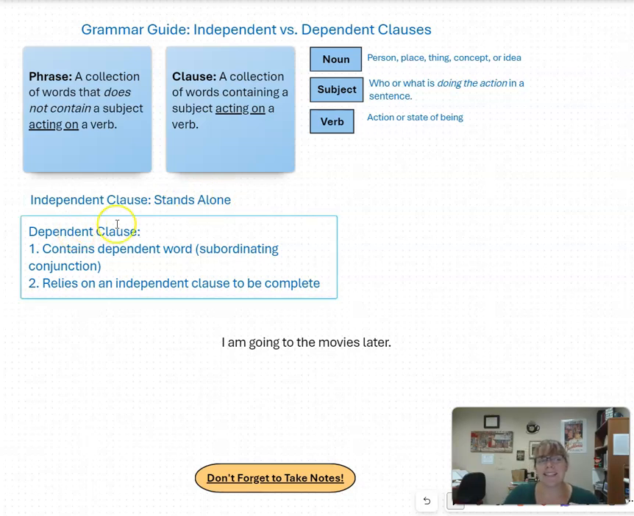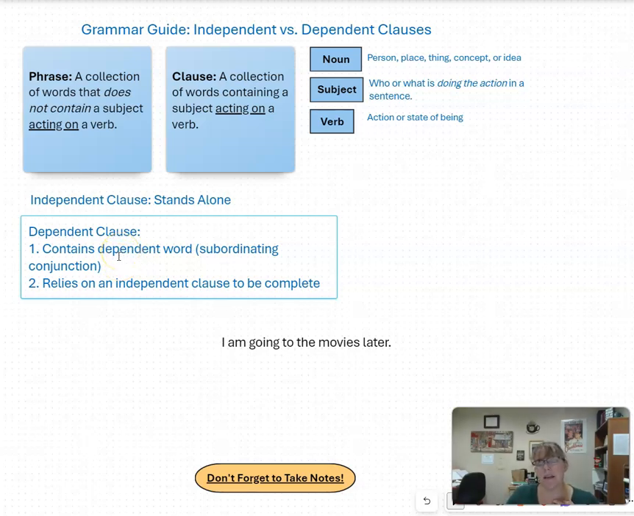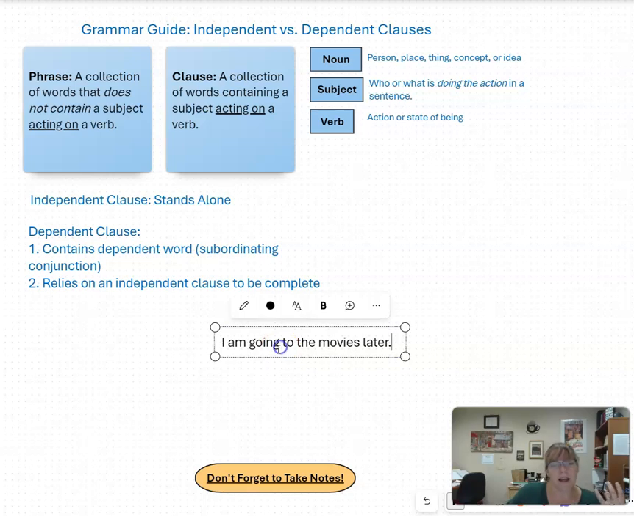So a dependent clause is still a clause. It contains a subject acting on a verb. However, it also contains what I like to call a dependent word. This is grammatically known as a subordinate or subordinating conjunction. Super fancy terminology. In class, we're just going to call it a dependent word to remind us that this sets up a dependent clause. Okay, so here's what that looks like.